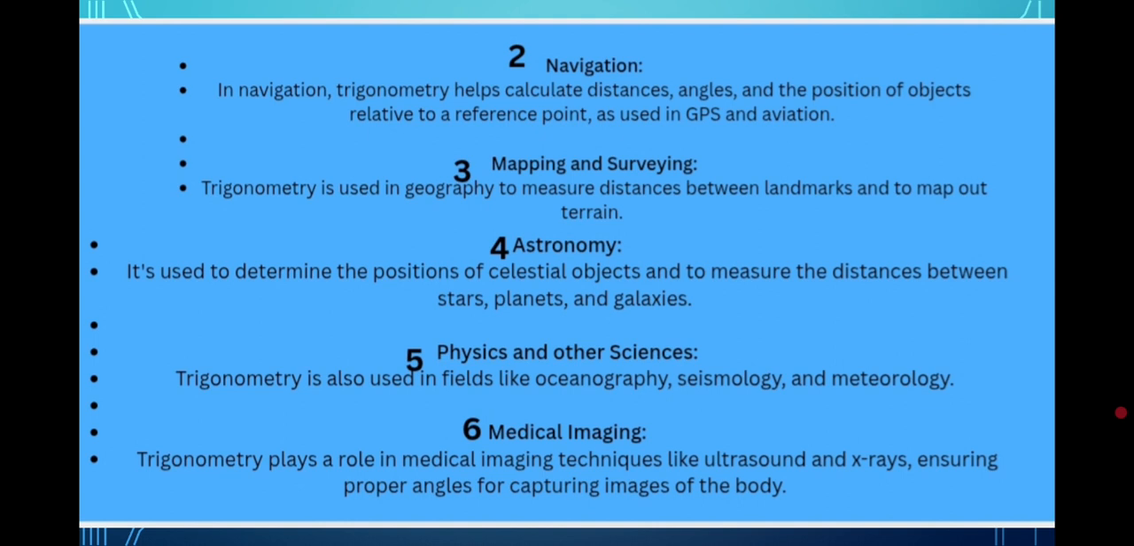So the three, that means oceanography, seismology and meteorology, that means the range of the oceans and movement of the waves, the study of earthquakes and earthquake waves, and the study of the atmosphere, are all calculated with the help of trigonometry. That means there is a huge variety of ways we use trigonometry in our life.